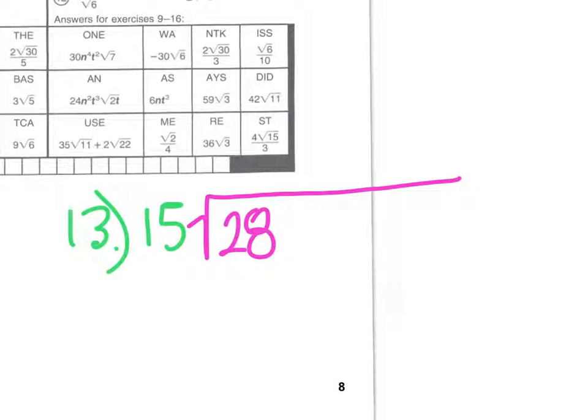Now let's look at the variable parts. We have an n to the 5th and an n to the 3rd. N to the 3rd times n to the 5th is n to the 8th. And lastly, we have a t to the 4th. So we also have that underneath our radical.